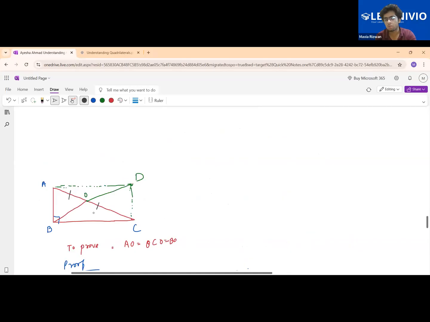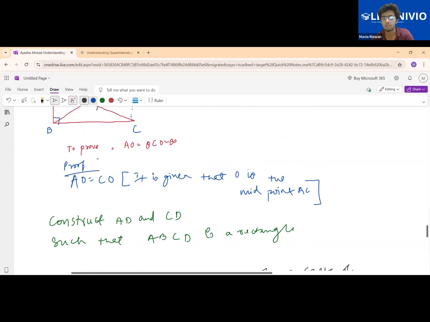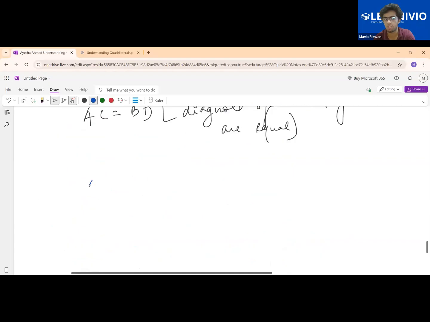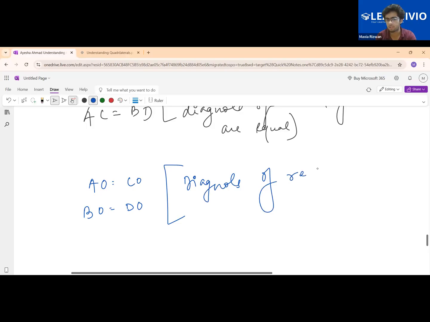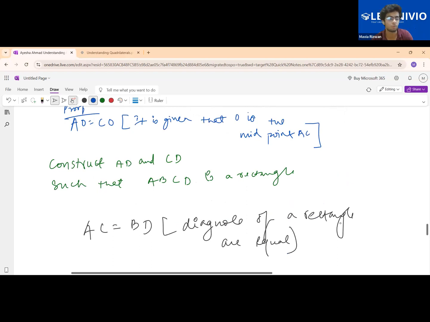Now, Aisha, we also know that diagonals of a parallelogram are bisectors. Oh, sorry, of a rectangle are bisectors. So this means that AO is equal to CO and BO is equal to DO. The reason is diagonals of a rectangle are bisectors of each other. This much we have proved.